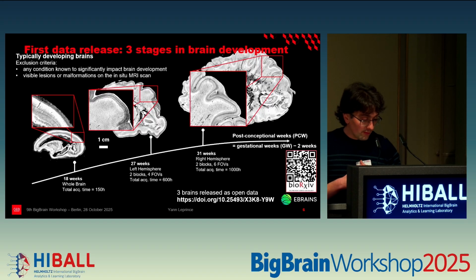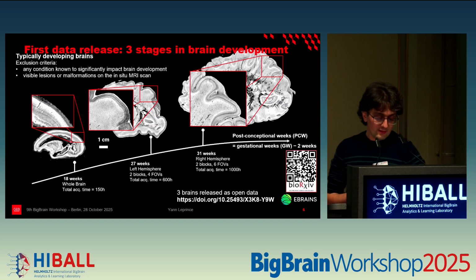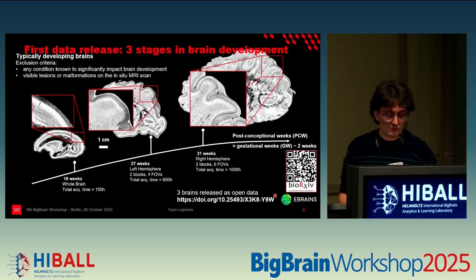So at this stage of the project, we have done the first data release just last month. The data is available on the eBrains platform. We have released 3 brains, which are typically developing brains without any known neurological lesion or malformation at 18, 27, and 31 weeks of post-conceptional age. And you can visit the eBrains website if you want to download the data.